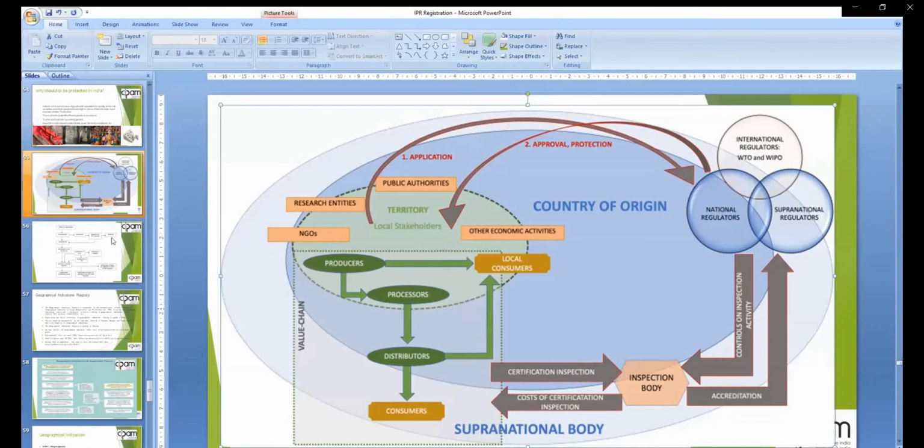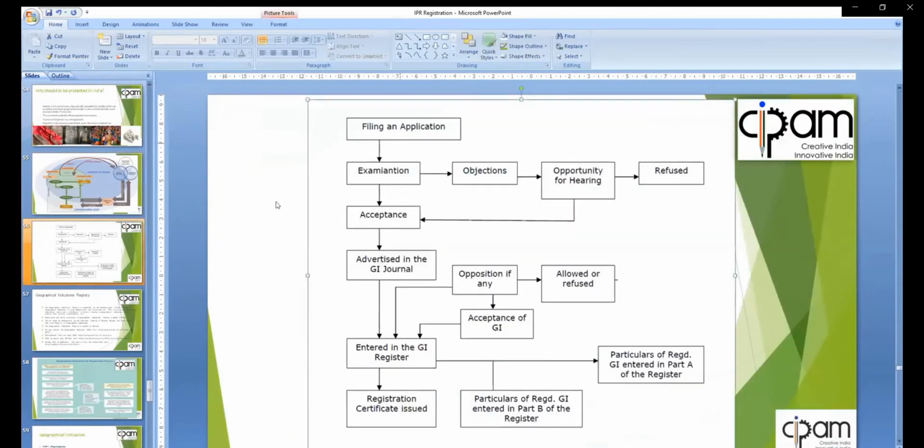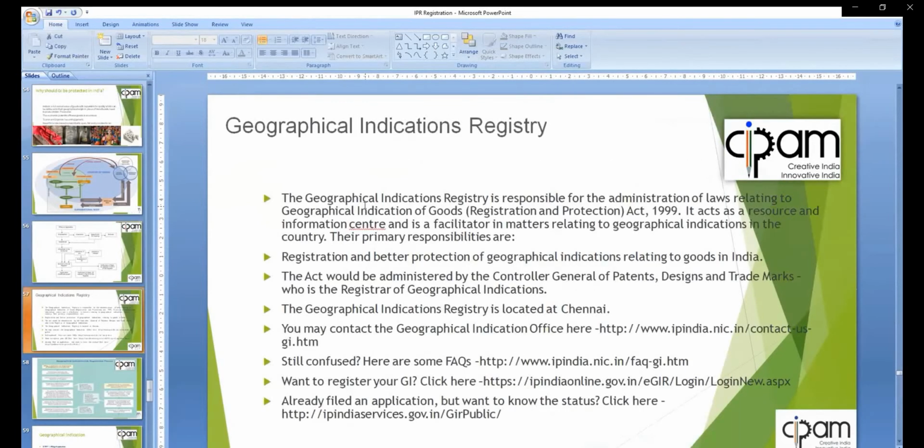If we look at the detailed process: filing an application, examination, we wait for objection, an opportunity for hearing is there, then accepted, advertised in the GI journal, then another opposition if any, and if it is finally accepted, entered into the GI registry and certification is granted. There are two parts, part A and part B. The GI registry is governed under the Geographical Indications of Goods (Registration and Protection) Act 1999, and its head office is in Chennai.